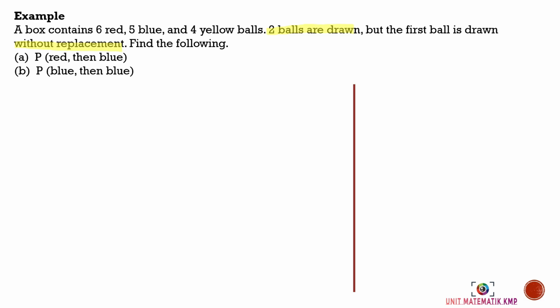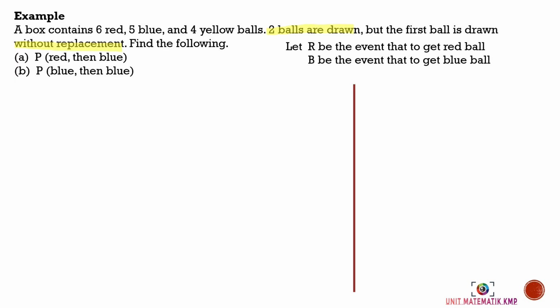Okay, for this type of question it is easier for us to make a tree diagram, because the ball is taken twice. So first, let R be the event to get a red ball, B for the blue ball, and Y the event to get a yellow ball. So for the tree diagram, we have 3 branches. Start with red, blue, and yellow.